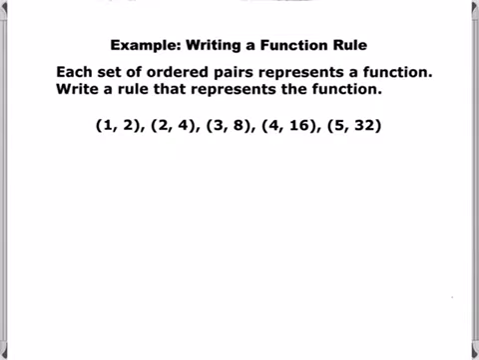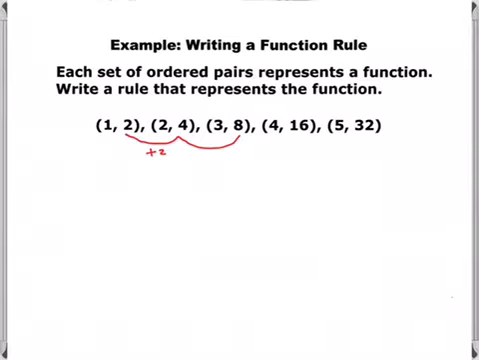So for the first one, these ordered pairs represent a function, and we want to try to write a rule that represents the function. So the first thing we need to do is identify the pattern that changes in the dependent variables. So look at the change from y to y. So this would be +2. But this isn't +4.